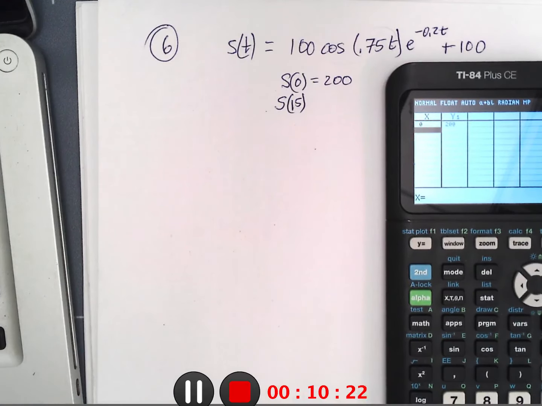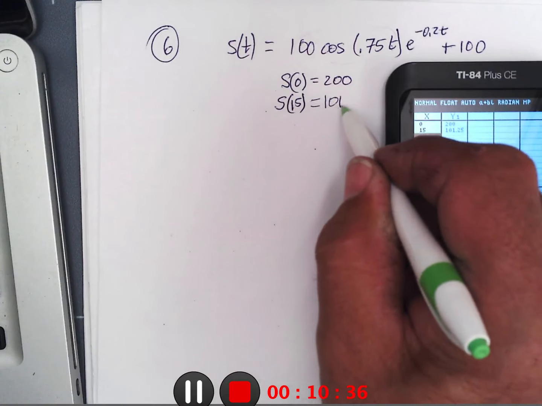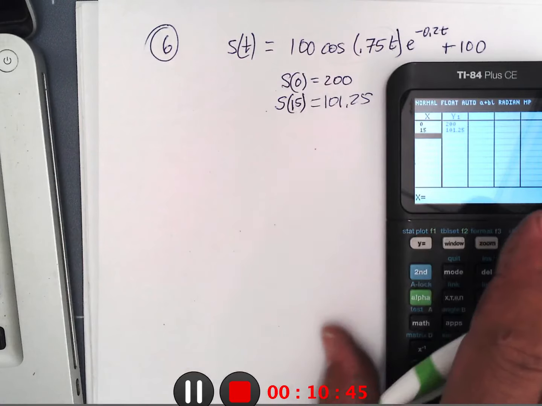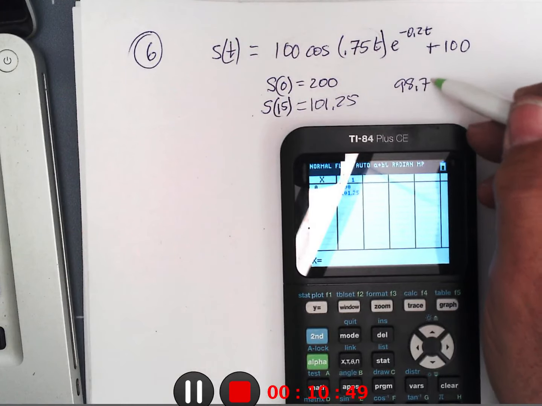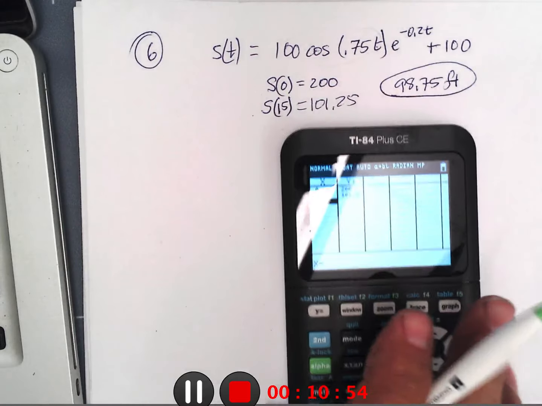I can put in 15, and I get a little over 100, 101.25. And it asks, what is the vertical change in position? That looks like negative 98.75 feet. That's the vertical change in position between those two times.